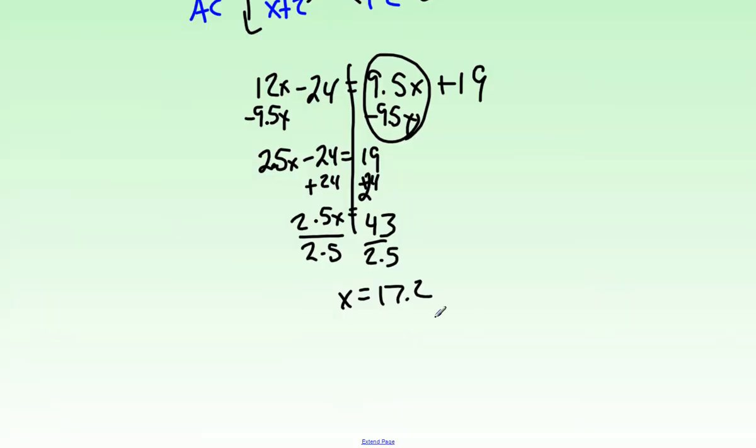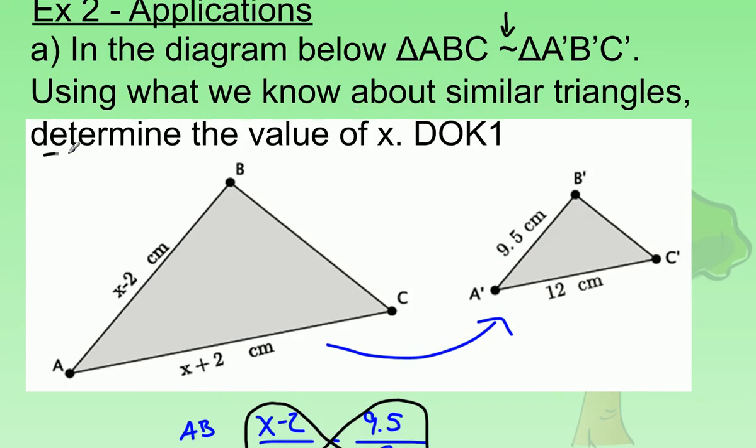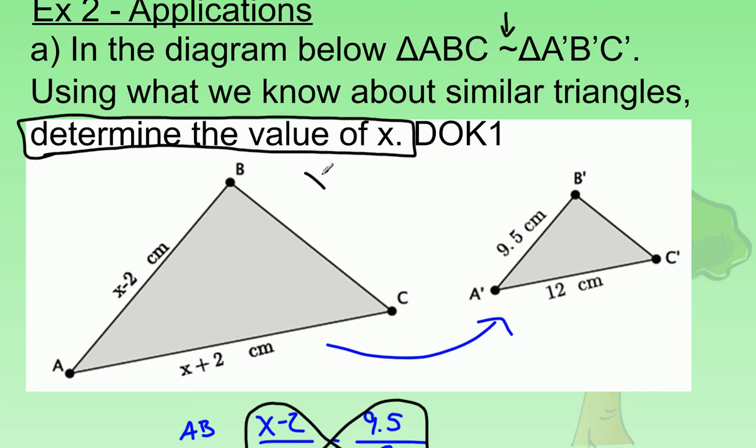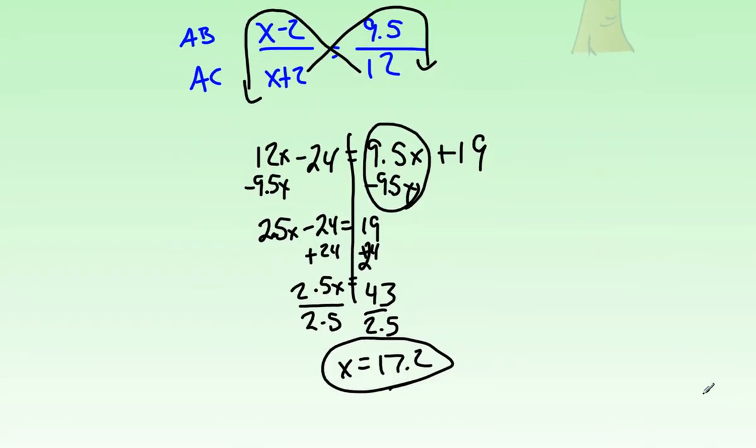And that's what we had to do. I should check the directions again. It says, determine the value of x. We did. x equals 17.2. So I set up a proportion because the shapes are similar. They're proportional. I cross-multiplied my proportion. I solved the resulting equation. And I got x equals 17.2.